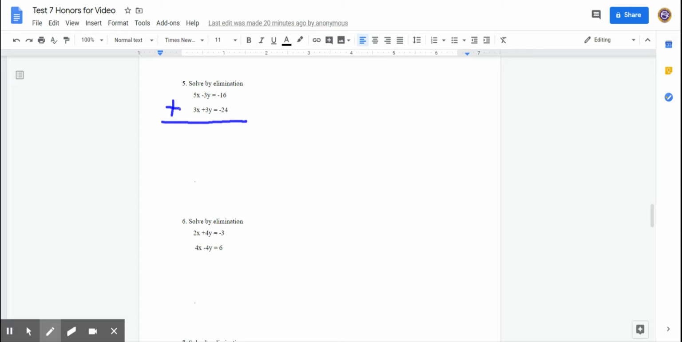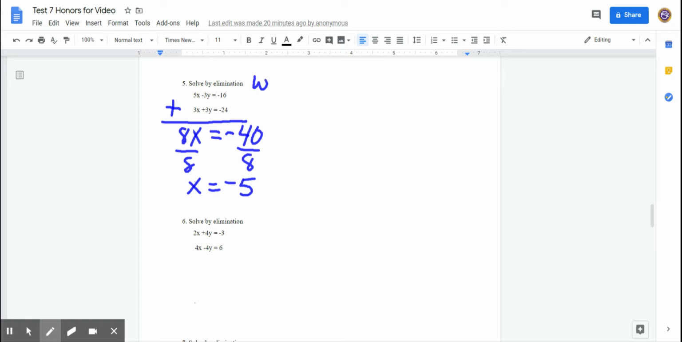So 5 and 3 is 8x, 3y minus 3y is 0, and -16 and -24 is -40. Divide both sides by 8, and x equals -5. You have to remember here, solve by elimination. Well, what am I trying to do? What's the purpose of solving this equation? The purpose of solving this equation is to find out where do these two lines intersect.